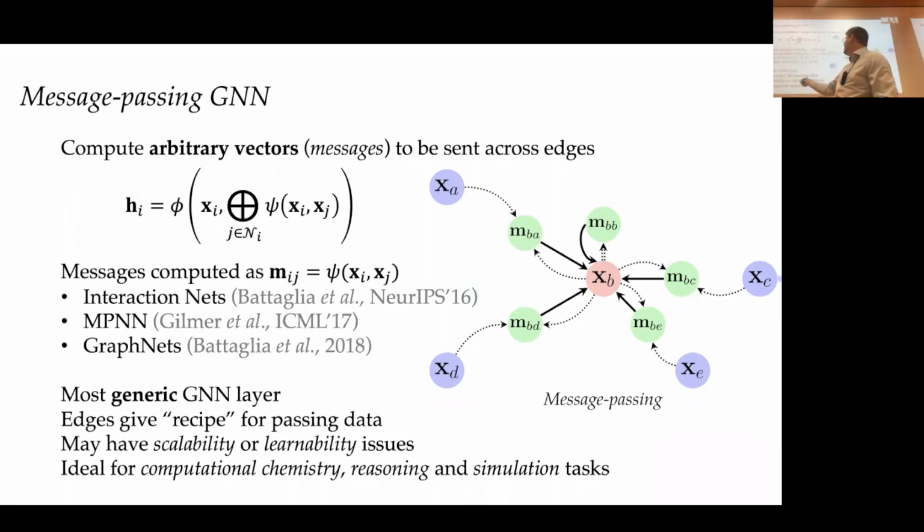And as a result, your edges are no longer some way to average neighbors. They're actually a recipe for passing data on the graph. And as a result, because there's a lot more parameters inside this psi than before, you might have some issues with scaling them up or with learning them properly and not overfitting. But as a result, they are the most potent model when edges truly just mean a recipe to pass the data or to do a physics process, right? So they're quite ideal when you want to do computational chemistry, any kind of reasoning or simulation tasks where truly you have these kinds of interactions between all pairs of nodes.